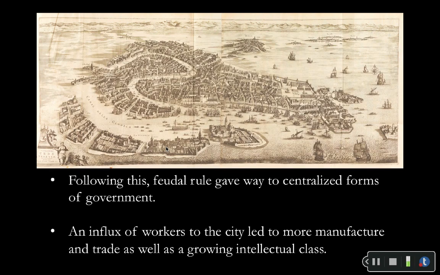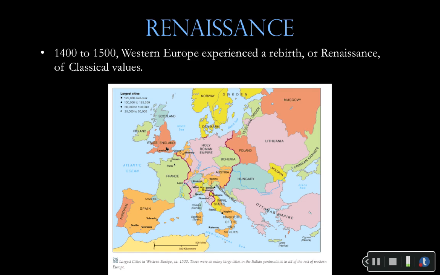Following this, feudal rule gave way to centralized form of government. So because of this, we have the kind of growth of what we call city-states, especially in the Italian continent. An influx of workers were then actually led to come to cities because there were more manufacturing jobs. There's also a lot more trade going on, and this also contributed to the growth of the intellectual class. So we have people coming to cities and educating themselves, valuing education, and so from here we also have the rise of patronage in Western Europe.